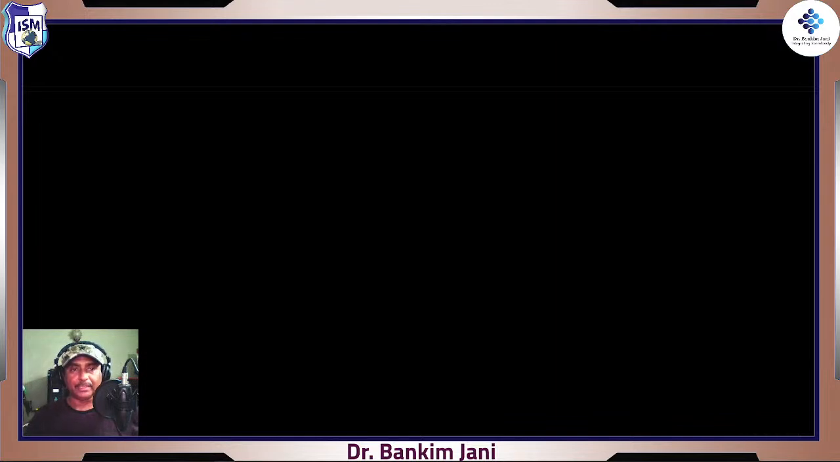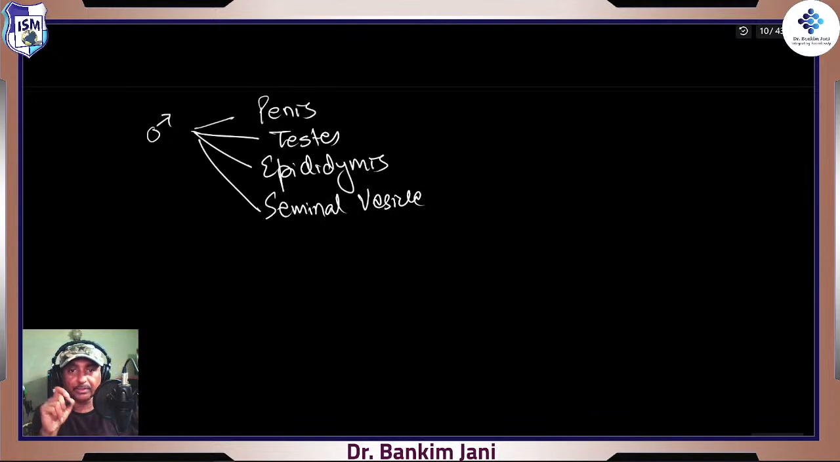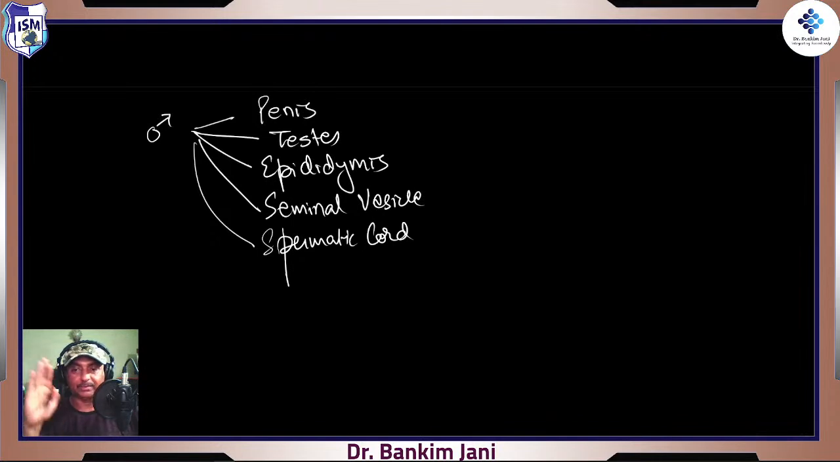Okay, so now let's understand what we shall be discussing for today's topic. For the male external genitals: the penis, testes, epididymis, then the seminal vesicle. We won't be talking about the prostate, because it is a big topic and will be taken separately. We won't be discussing the urethra either, because that is also a huge topic. And we'll also talk about the spermatic cord, because it carries these structures plus the vessels.